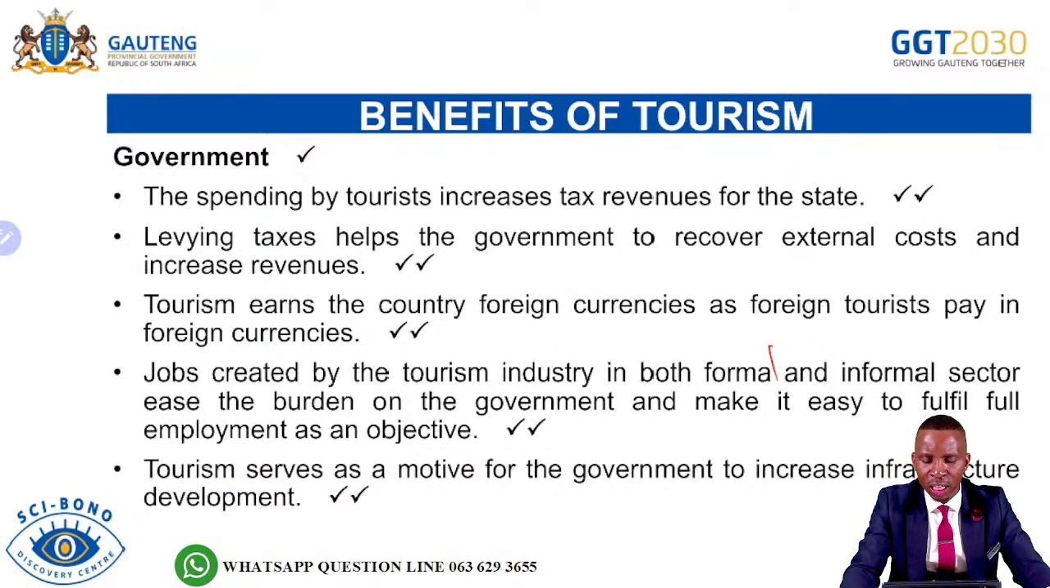Tourism serves as a motive for the government to increase infrastructure. We know that the government is put under pressure to improve the infrastructure if there will be some international events, which leads to local businesses and local people benefiting from that particular infrastructure provided by the government because of the international or big events that are happening in South Africa, which involve different countries of the world.